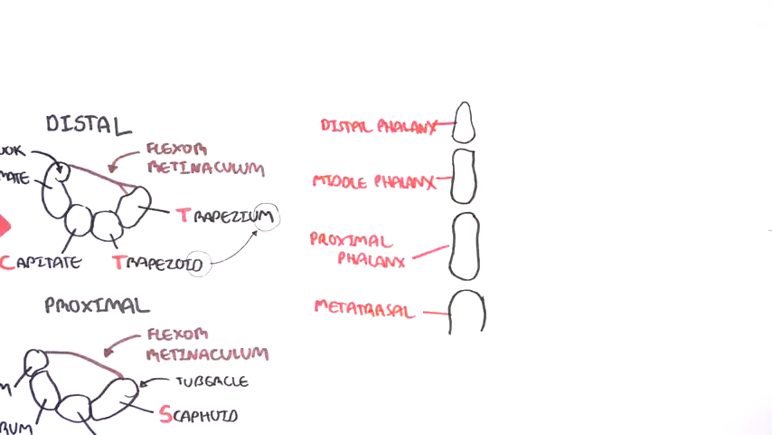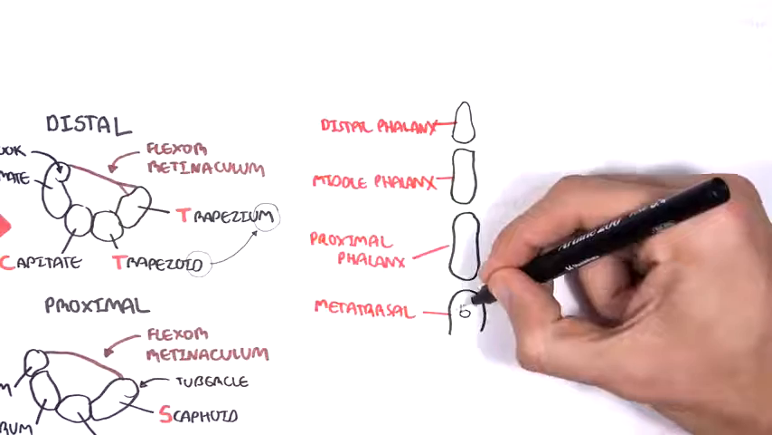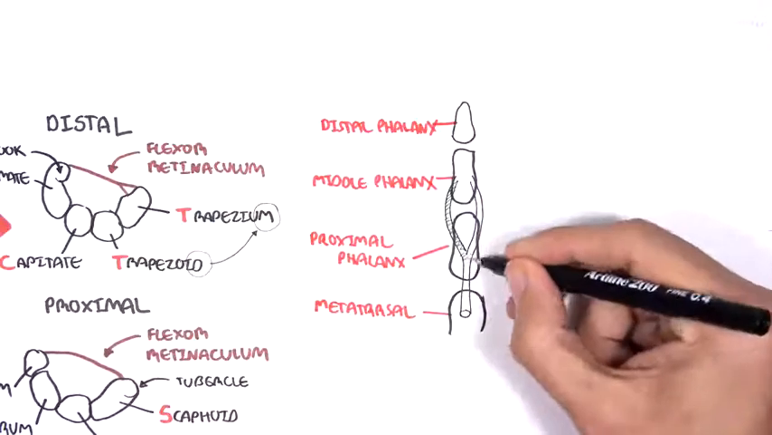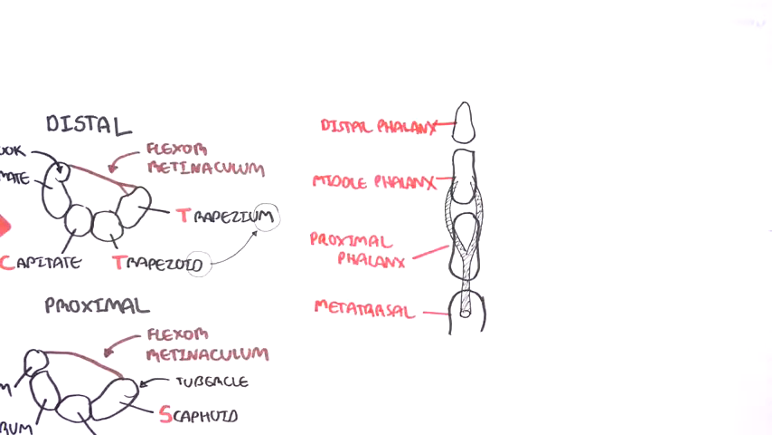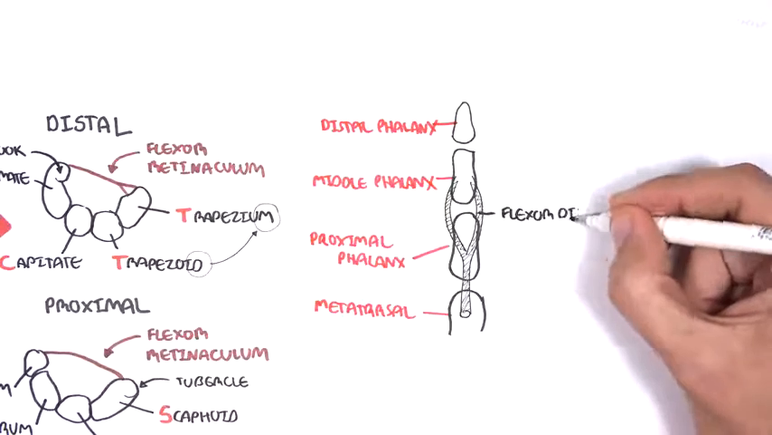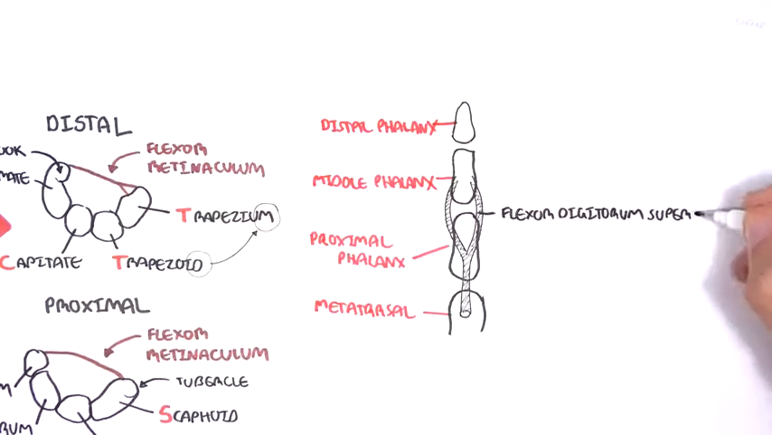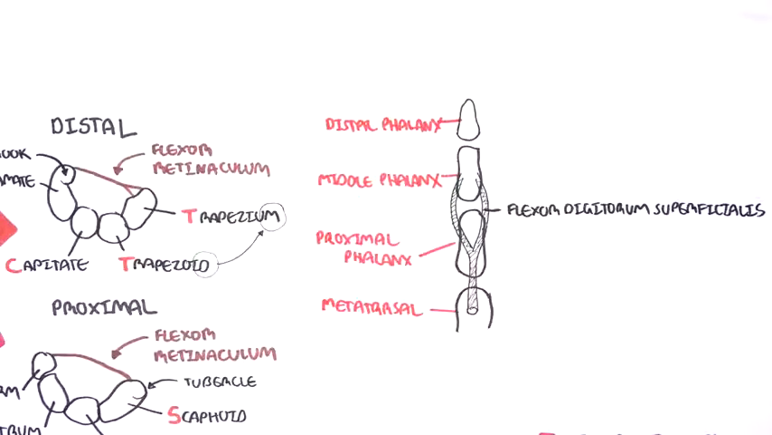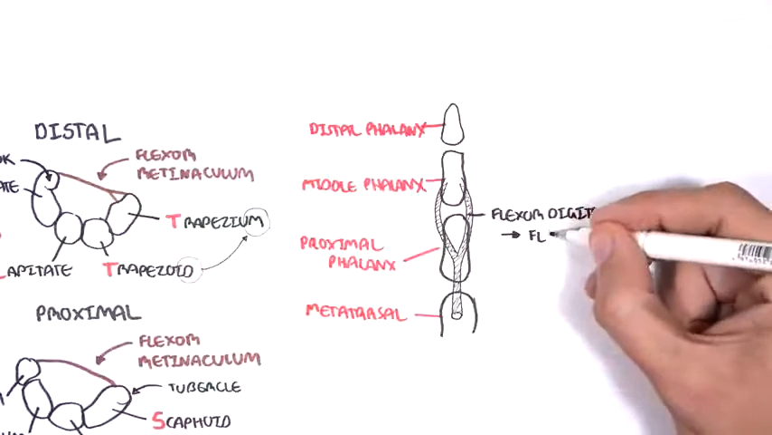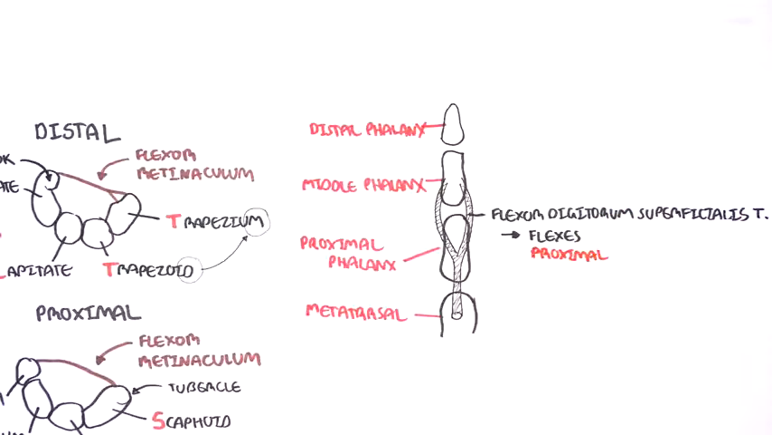Now, remember the tendons that run under the flexor retinaculum? Well, this is where we talk about some of those tendons and where they attach on the finger. See, the flexor digitorum superficialis tendons run towards the proximal phalanges, then bifurcate and attach to the middle phalanx. And so we can say that the flexor digitorum superficialis tendon flexes the proximal interphalangeal joint.